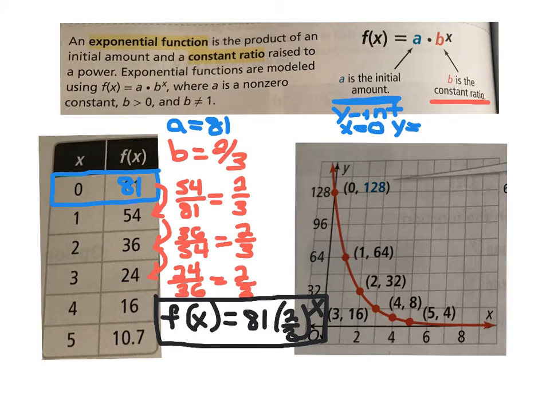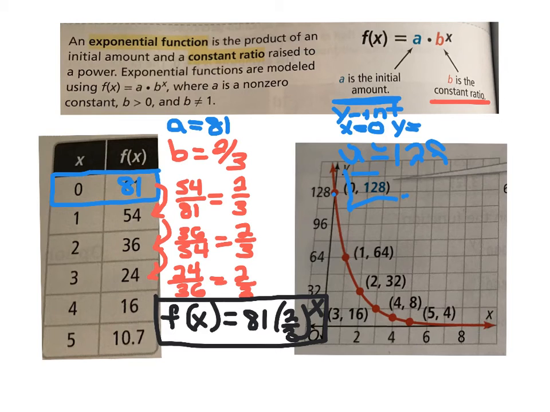Now let's take a look when it's on a graph. Same thing's going to hold true, but we need to come up with our series of ordered pairs so we can help find our values. So let's start with our initial value, which is when x is 0. And we can see right here that a is going to equal 128. That's our starting amount.